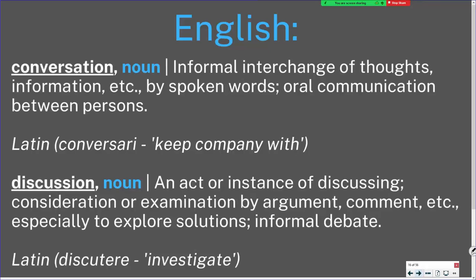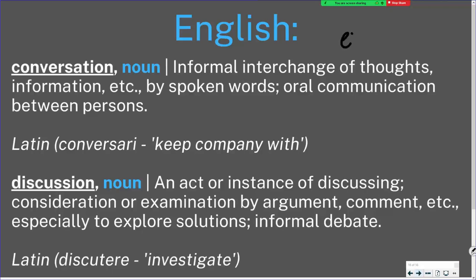So if you were to go to somebody and say, I think we should have a conversation, or I think we should have a discussion, I think the discussion is a little more formal. It's a little more serious, right? So if you're having a conversation about something, you're just sort of, ideas are going back and forth. It's an interchange.